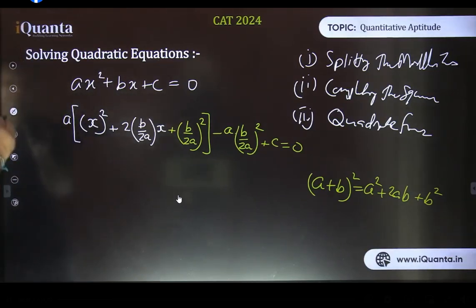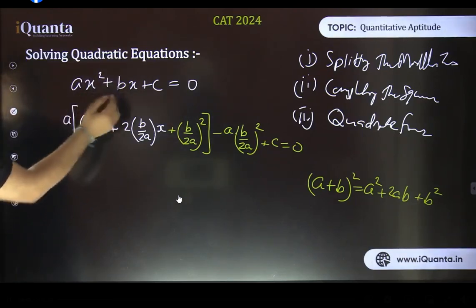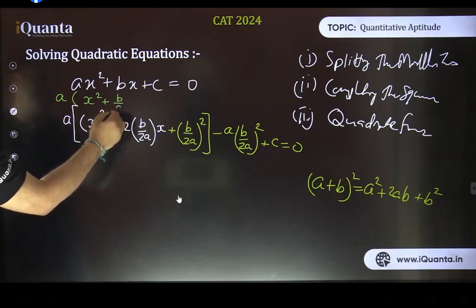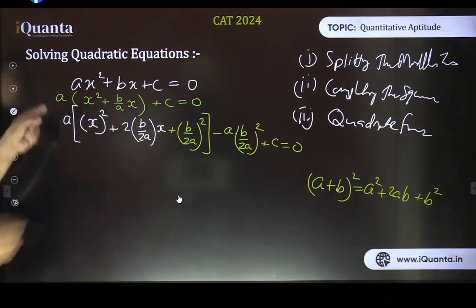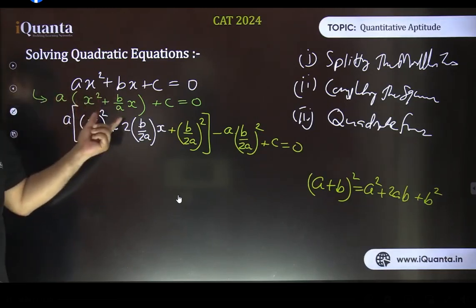Okay, wait, let me write one more step in between. I'm writing with this green color here. If I'm taking a common from these first two terms, it is a into x square plus b upon a x plus c equals 0. Is this second intermediate step clear? Right, this step is clear. So it is a into x square plus b by ax plus c equals to 0.